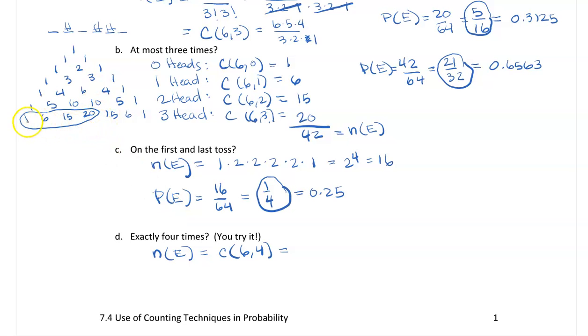6 choose 4. This is 0, 1, 2, 3, and 4. So 6 choose 4 is just 15. I can just use my Pascal's triangle for that, since I've got that right there. So the probability of getting exactly 4 heads is just 15 out of 64, and I can't reduce that. That's my answer. As a decimal, I get 0.2344.